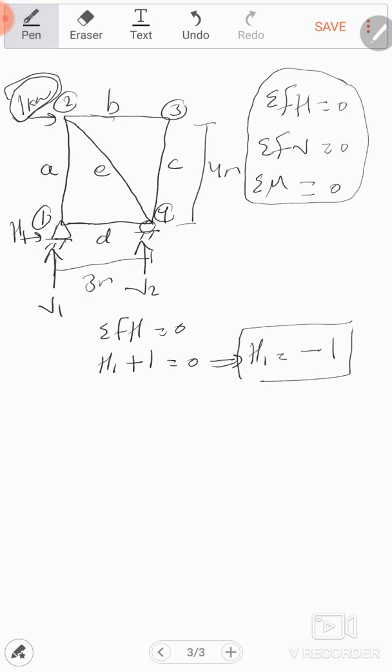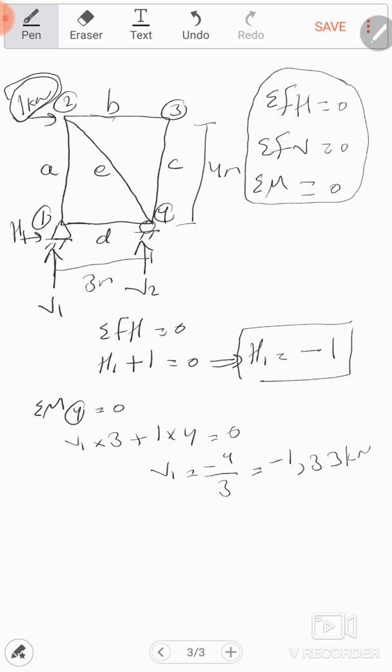Then continue. So I found the H1. Now I can use summation moment at node 4 equals 0, so that V1 times 3 plus 1, the force that I assumed, times 4 equals 0. V1 equals minus 4 over 3, equal to minus 1.33. Should be kilonewton, and this one kilonewton.